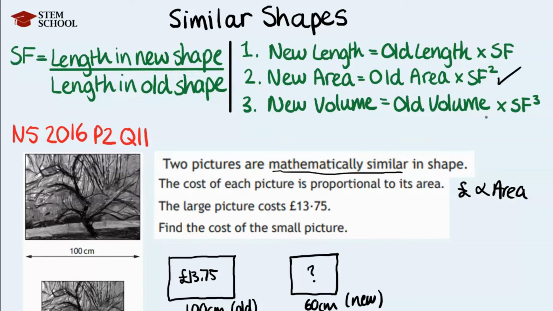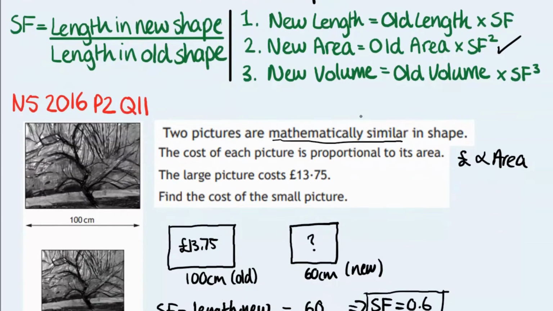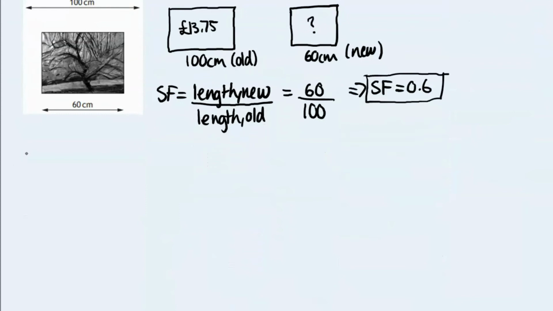What we're going to do is just substitute the word area for cost. That's all it's saying, okay? So let's have a go at writing that. So we have new area. Actually, what I'll do is, new cost is equal to the old cost multiplied by scale factor squared, okay?